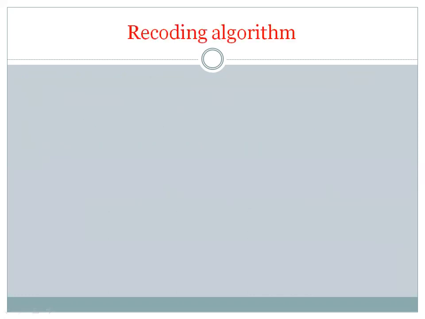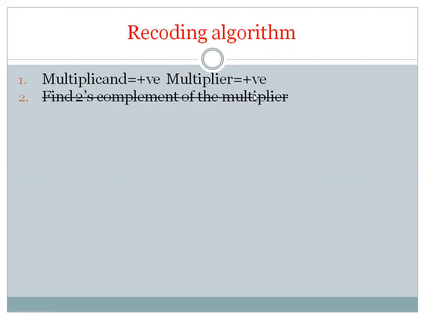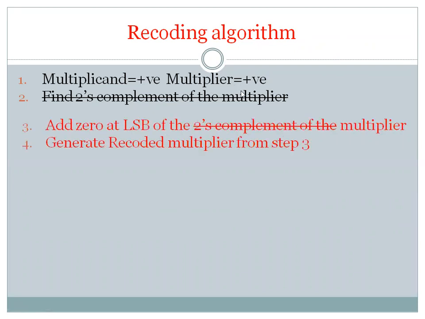Let me see the second case. What about the second case? It is nothing but both operands having the same sign, or we can say positive values. If the multiplicand is a positive number and also the multiplier is positive. Here, there is no need to find the 2's complement of the multiplier. Why? Here the multiplier is positive. You have to add 0 at the LSB of the multiplier. And you have to generate the recoded multiplier using the recoded multiplication table.